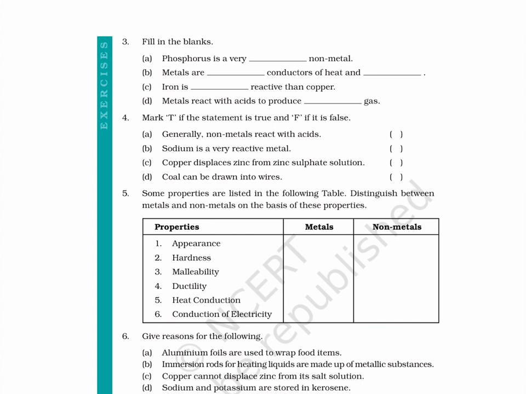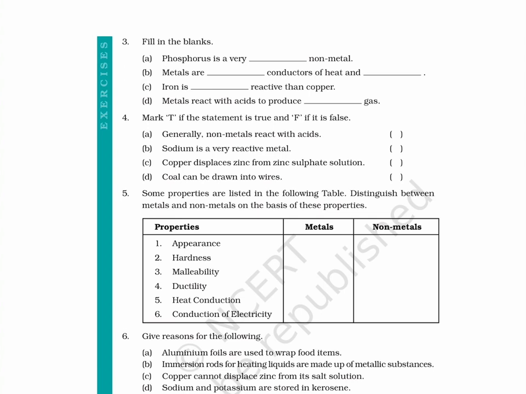A. Generally, non-metals can react with acids. B. Sodium is a very reactive metal. C. Copper displaces zinc from zinc sulfate solution. D. Coal can be drawn into wires. 5. Some properties are listed in the following table. Distinguish between metals and non-metals on the basis of these properties.